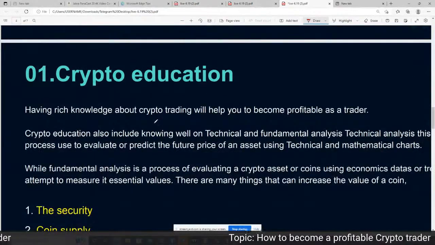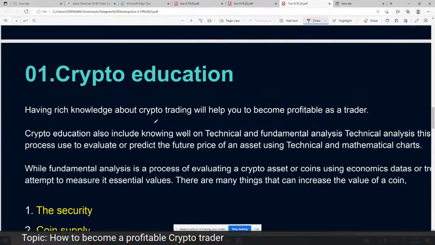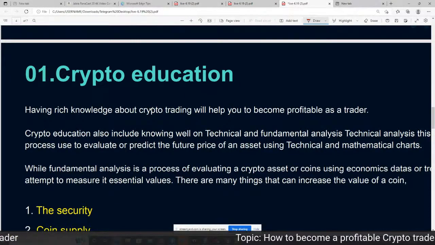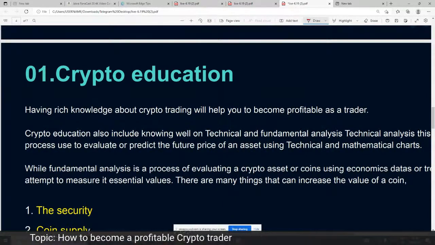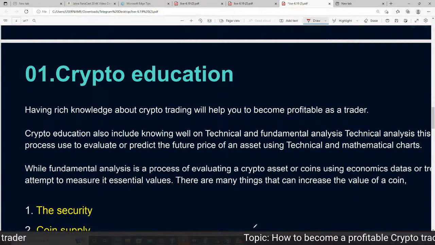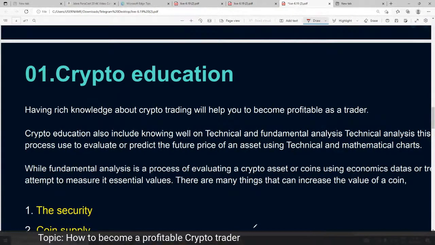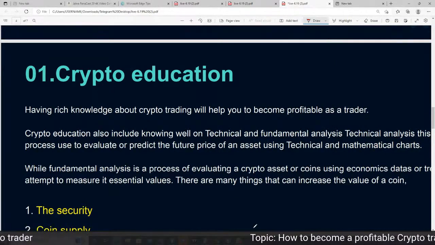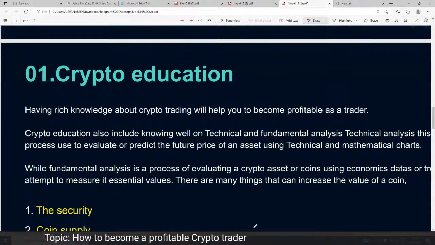Having rich knowledge about crypto trading will help you become profitable as a crypto trader. The knowledge you have in crypto is what makes you stronger and helps you make more gains in your trading journey. If you are not well educated, there is no way you will know what you are doing. There are many things to learn, like fundamental analysis and technical analysis, before you place a trade and come out profitably.